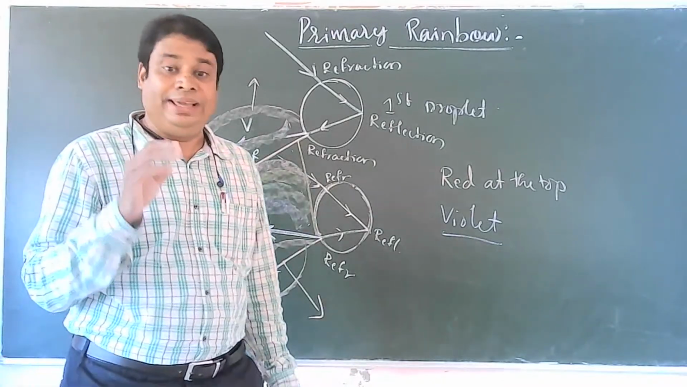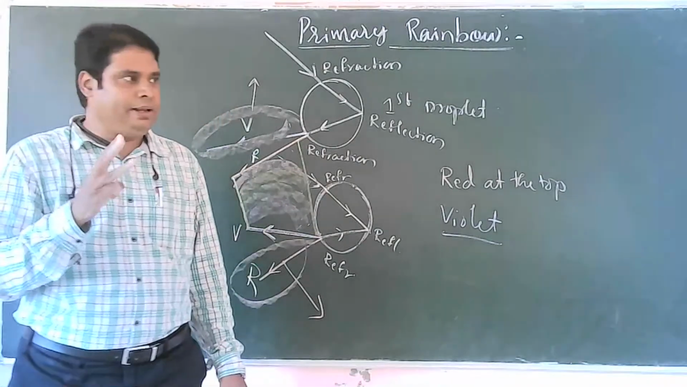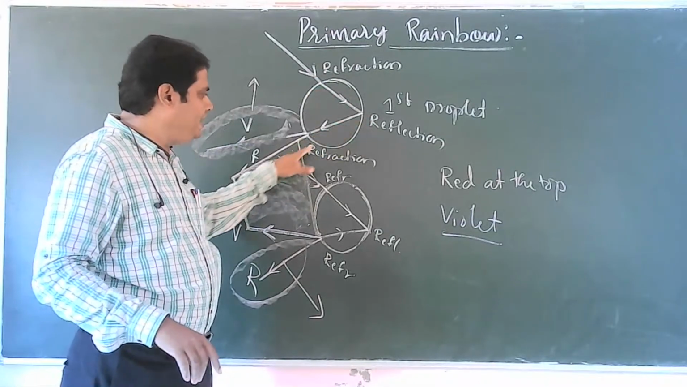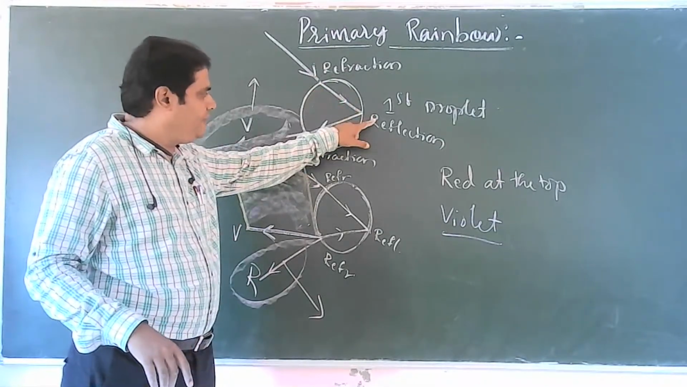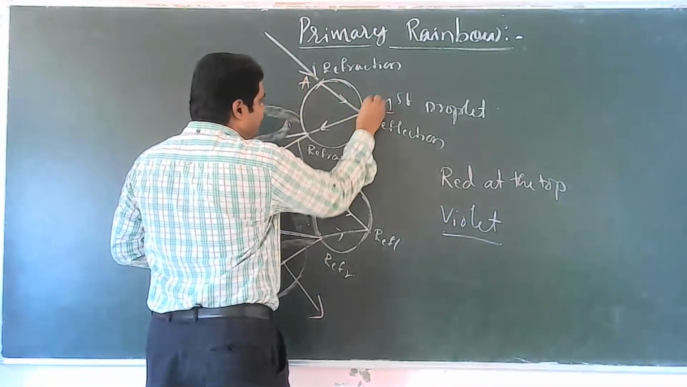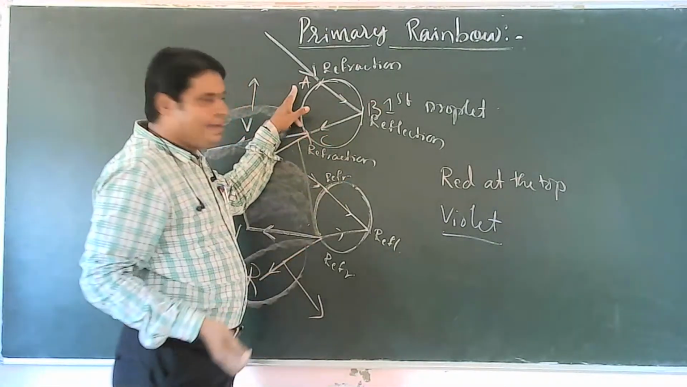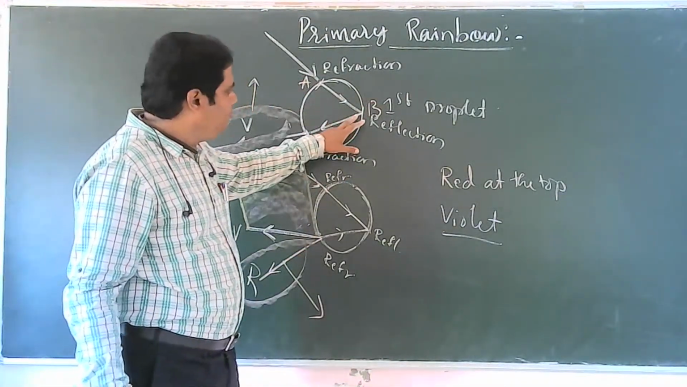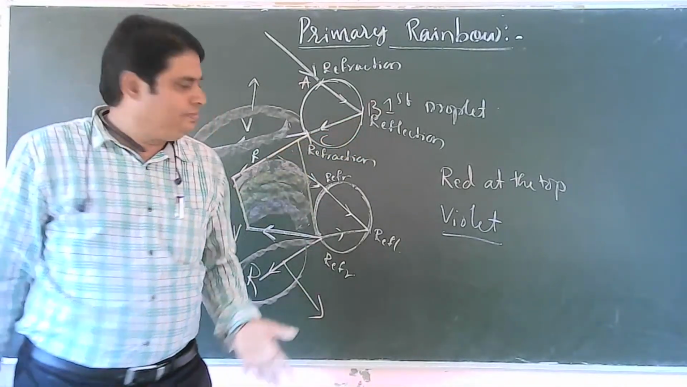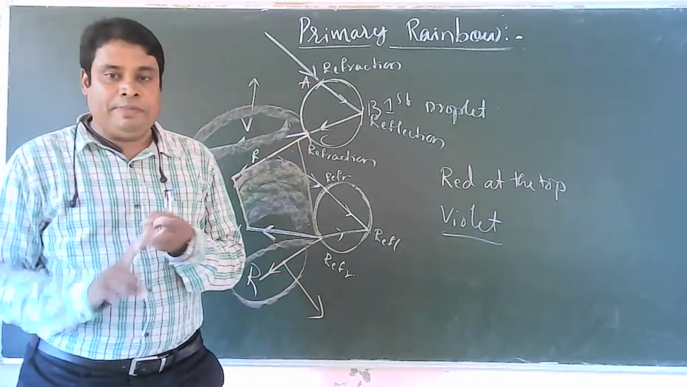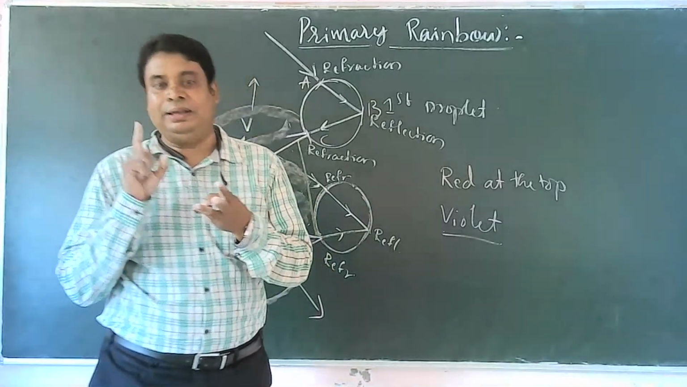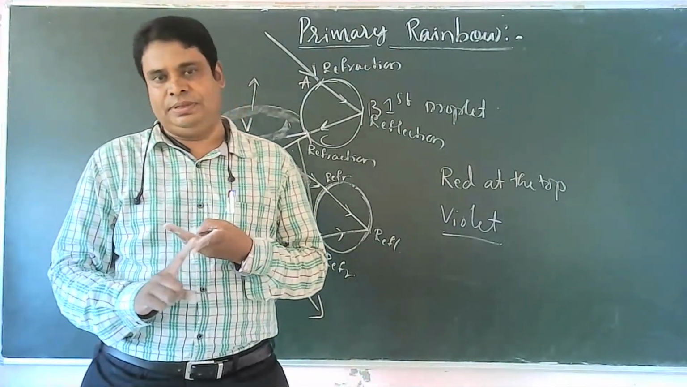Primary rainbow is due to a three-step process where we observe refraction, reflection, and refraction. Please see, this is point A, this is point B, this is point C. At A, refraction and dispersion. At B, total internal reflection. At C, one more refraction. First thing: primary rainbow is due to a three-step process of refraction, reflection, and refraction.